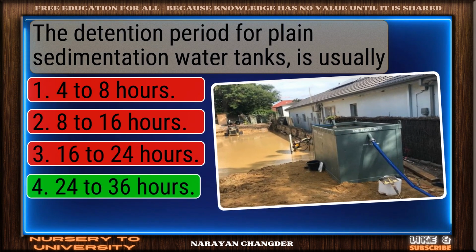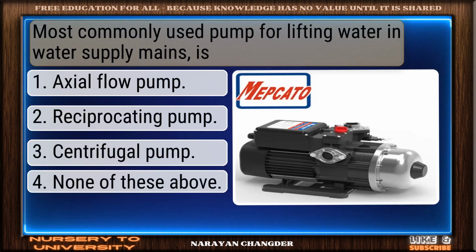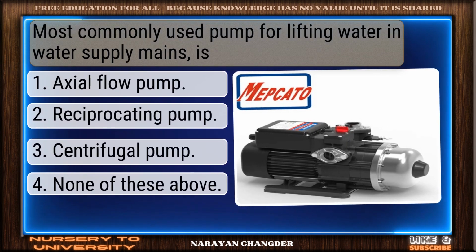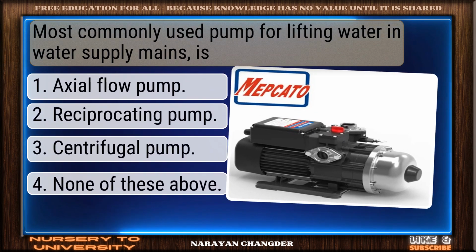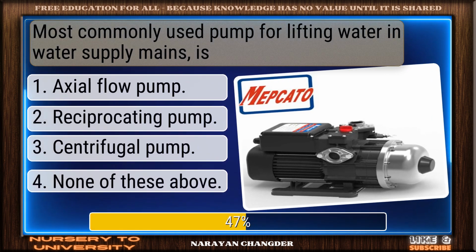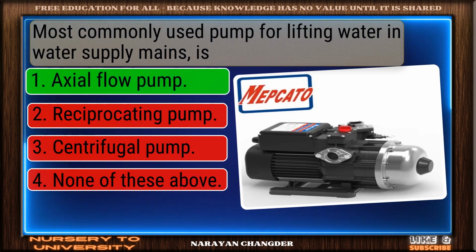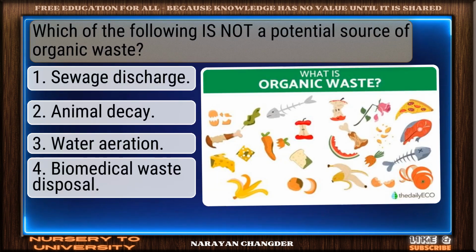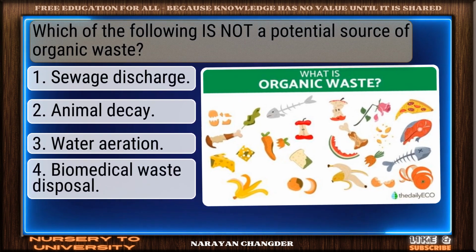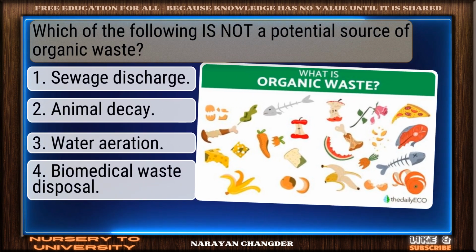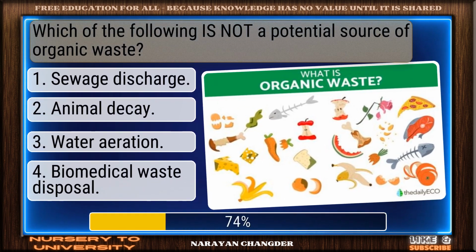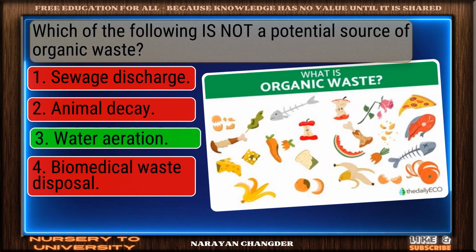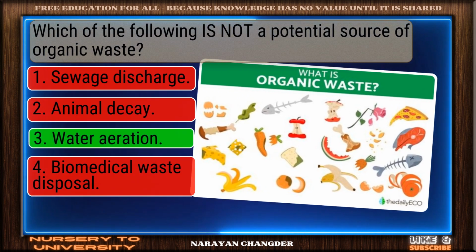Perfect. 24 to 36 hours is the correct choice. Most commonly used pump for lifting water in water supply mains is... Nice work. You chose axial flow pump and it is correct. Which of the following is not a potential source of organic waste? You're right. Water aeration is the correct answer.